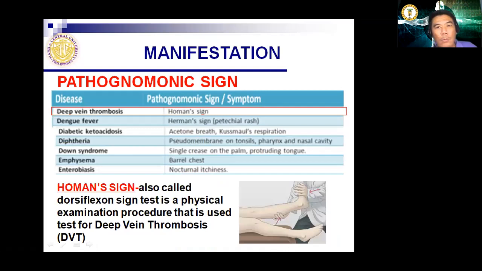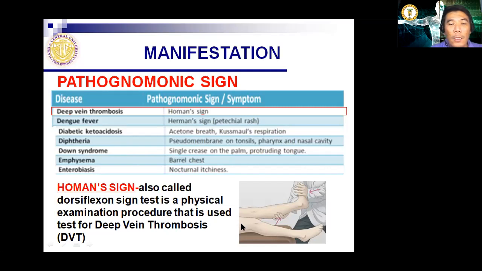When we talk about deep vein thrombosis, it is a problem with the blood vessels. If there is a problem with the blood vessels, one of the pathognomonic signs that you will remember is Hohmann's sign. And what is Hohmann's sign? Deep vein thrombosis and dengue fever are related here. For deep vein thrombosis it is Hohmann's sign, and for dengue it is Herrmann's sign. Hohmann's sign for deep vein thrombosis is also called the dorsiflexion sign test.